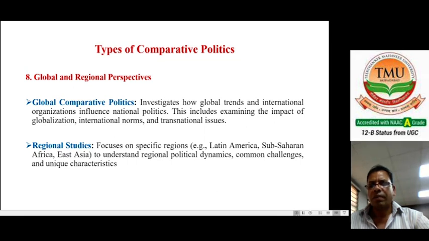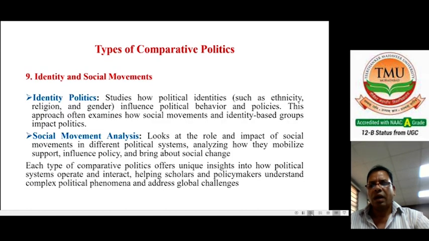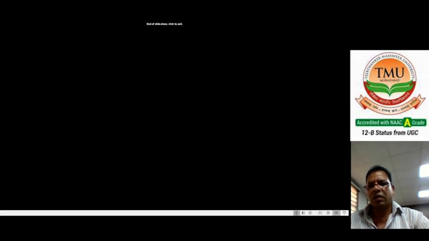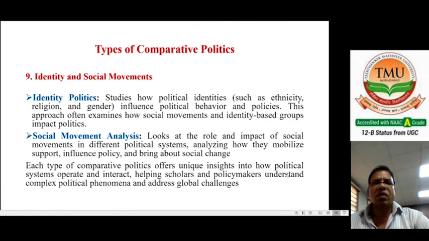Then we come to the next part, that is called identity and social movements in comparative politics. That means when we are talking about identity politics, we study how political identity such as ethnicity, religion, and gender influences political behavior and policy. This approach often examines how social movements and identity-based groups impact politics.